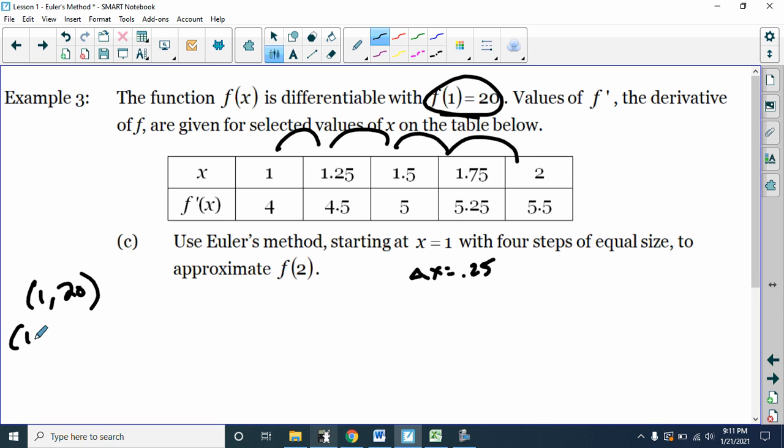So our second point is going to have an x value of 1 plus our step, 1.25. And our y value equals our previous y value, which is 20, plus our step, 0.25, times the derivative evaluated at the previous point. Well, the previous point had an x value of 1. When x is 1, our derivative is 4. So at 1.25, our y value is about 21.